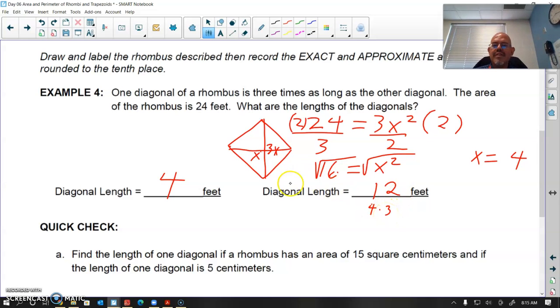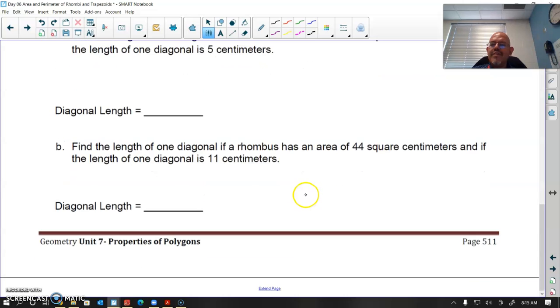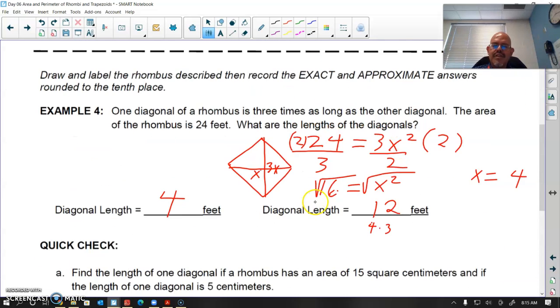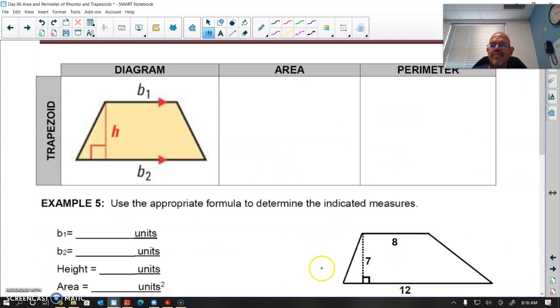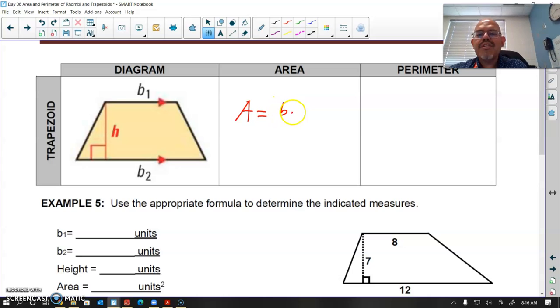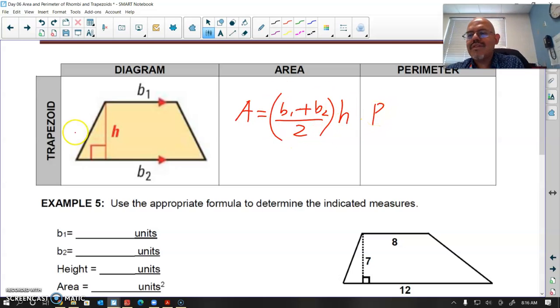That's what our length is. Okay, now we don't need to find out anything else on that one. Let's go ahead and do the trapezoids. Trapezoids are easy. Area is equal to base 1 plus base 2, divided by 2. Multiply that by the height. Perimeter, well, that's a little bit tricky.